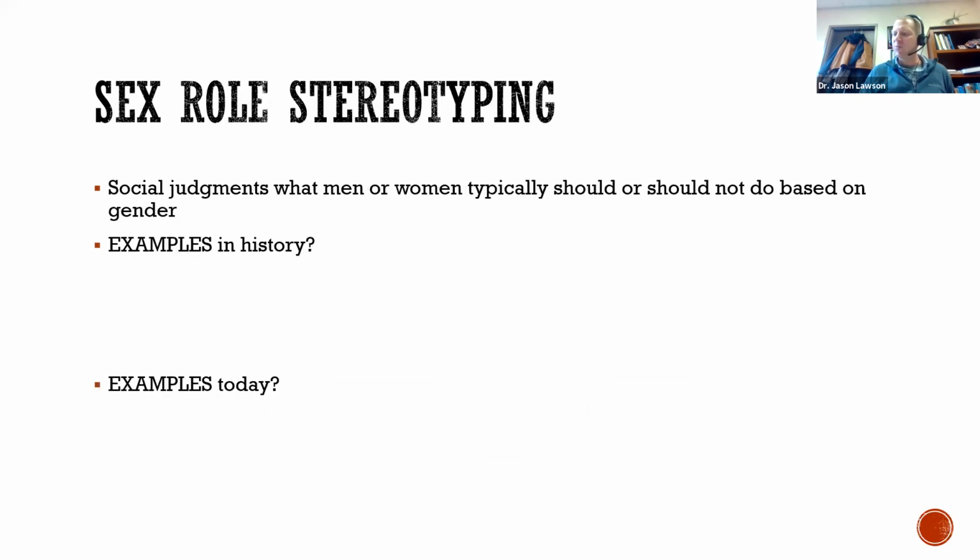Sex role stereotyping, where you may have social judgments about what men or women typically should or should not do based on their gender. And so when I think of examples in history, right? In history, what was the job of the woman? To have children, to keep a house, to cook food, to do all of those things, right? What was the job of a man? To be the provider, to hunt and fish, and the women be the gatherers, right? So we have specific examples in our history. Hopefully things have evolved today, but what are the roles of a man today? What are the roles of a female today?